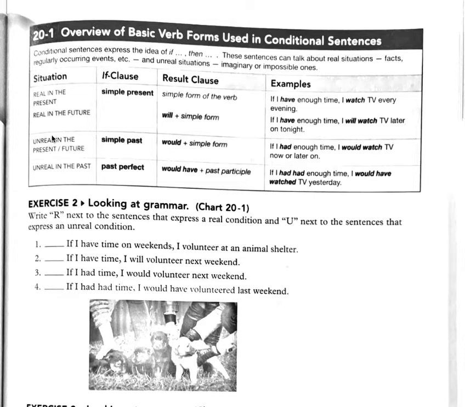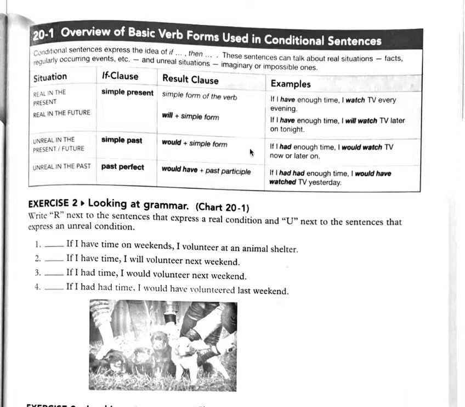Now, if the situation is unreal in the present or the future, the if clause verb is going to be in the simple past, and in the result clause you're going to use would and the simple form of the verb. If I had enough time, I would watch TV now or later on. See, if I had instead of have. This is in the simple past. Enough time. That's the if clause. And then the result clause, I would, and then the verb in the simple form, watch TV now or later on.